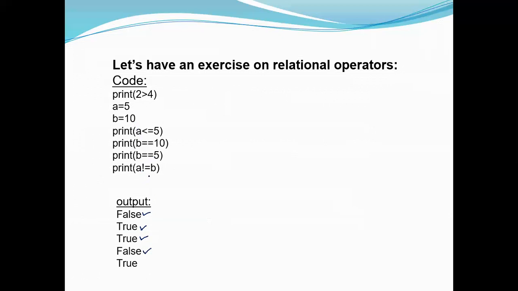Next, A not equal B. Yes, A is 5 and B is 10. So 5 is not equal to 10. I'll get the result as true. Right? This is how the relational operators in Python will work. Greater than or equal to, less than or equal to, double equal, not equal to. These are the relational operators in Python programming.